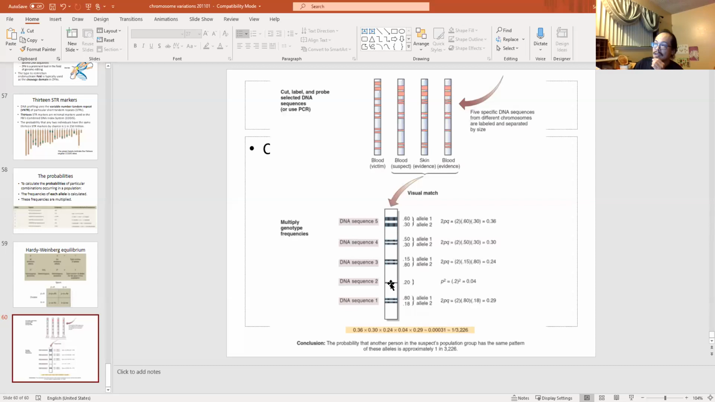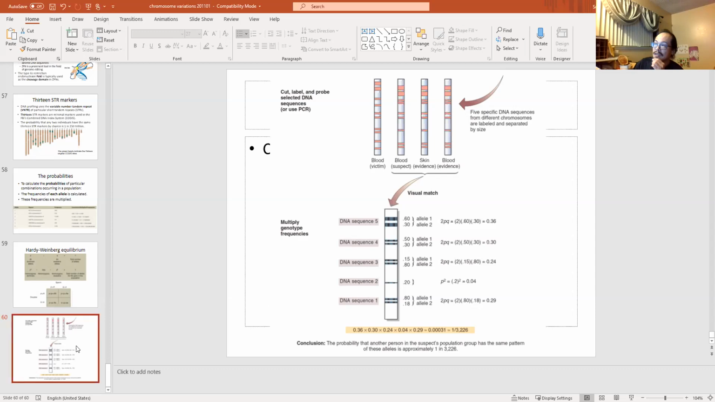This is homozygous, and for homozygous you need to square it, so 0.2 squared equals this one here. Again, for heterozygous you have 2PQ, that's this one. And overall, you multiply them together, and then you get the chance of this 5-sequence. So that's that.